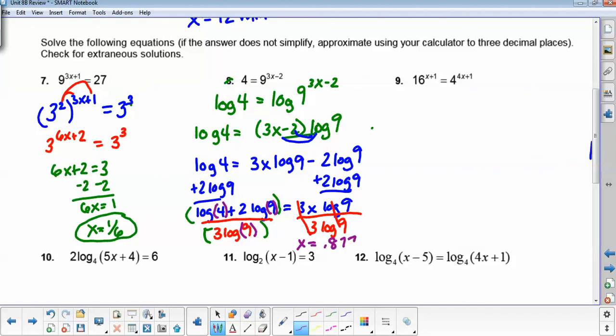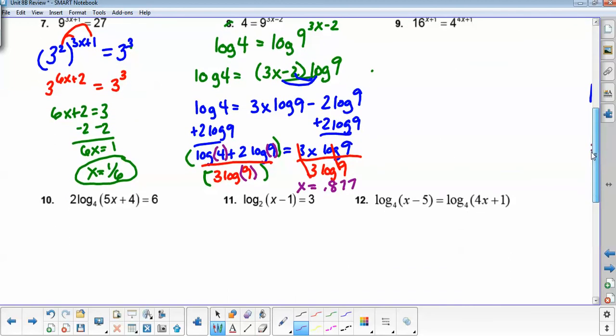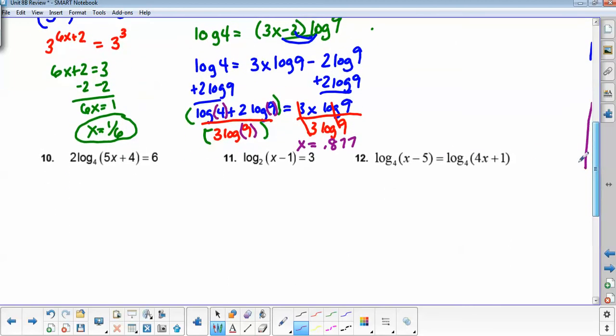Oh, and here it says 3 decimal places, so that was right. Alright, so problem 9, I'm not going to do that one right now, I'll do that in the next video. Decide whether you can make these bases powers of the same base like we did in problem 7, or if you need to take the log of each side like we did in problem 8, and then work that one out. Then come back to our video and we'll do problem 10.